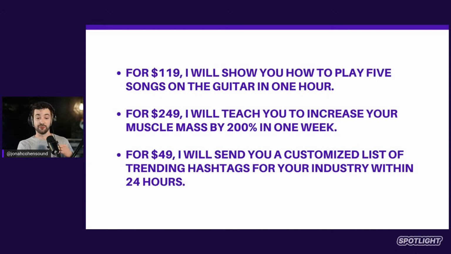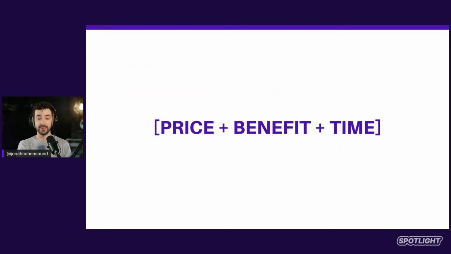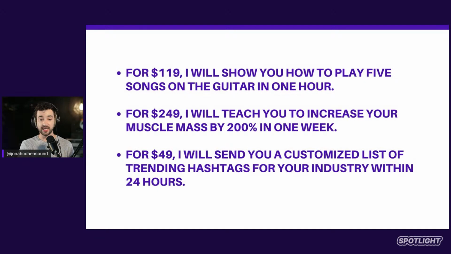So we could say, for $119, I will show you how to play 5 songs on the guitar in 1 hour. Super clear. This can be a text, this can be an email, super clear. Price, benefit, time. Let's look at another one. For $249, I will teach you to increase your muscle mass by 200% in 1 week. These are not things I can actually do, so don't get excited. But very clear, right? If someone sent this to you, you would know what it costs, how long it takes, and what the gain is, what the benefit is, the transformation, what are people getting?